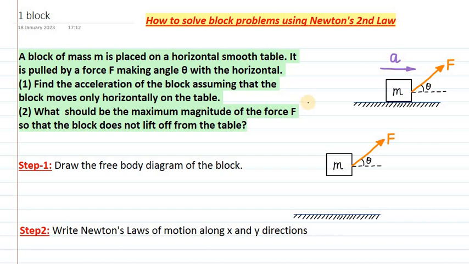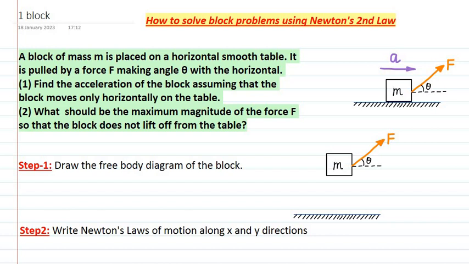In any type of block problems where we have to use Newton's second law, step number 1 is always to draw the free body diagram of the object. So here is our body of mass m, and we have separated it from the floor with which it is in contact. When we separate the bodies from each other, it is called the free body diagram. Then on this free body diagram, we will show the forces which are acting on this body.